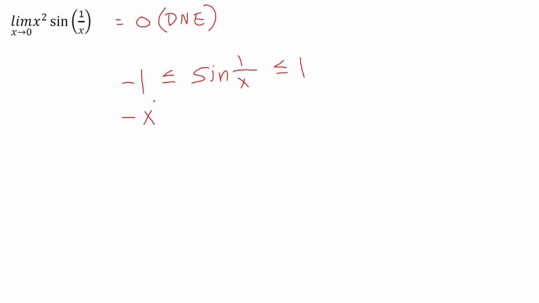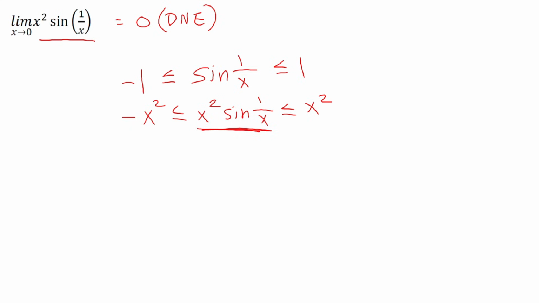And if I multiply each piece of this by x squared, then I have the function that I'm trying to find the limit of, x squared sine of 1 over x, squeezed between two other much simpler functions.